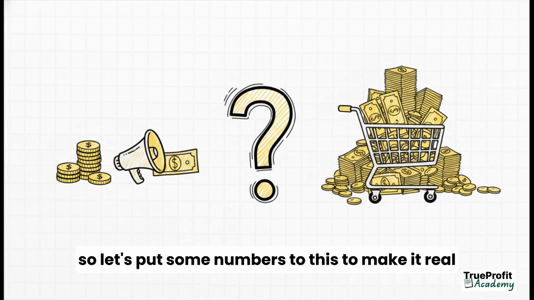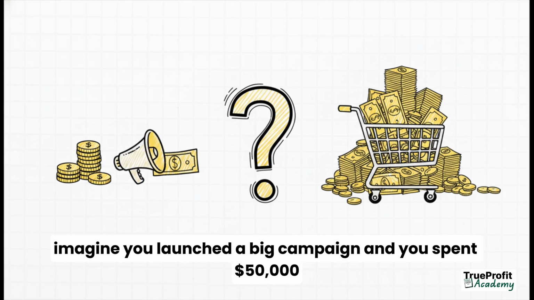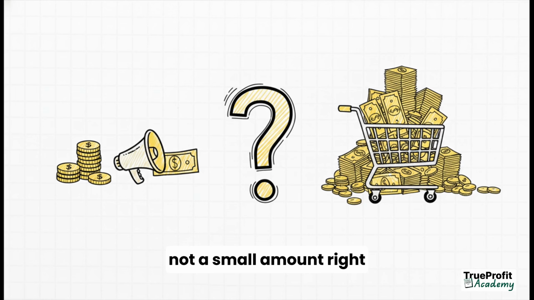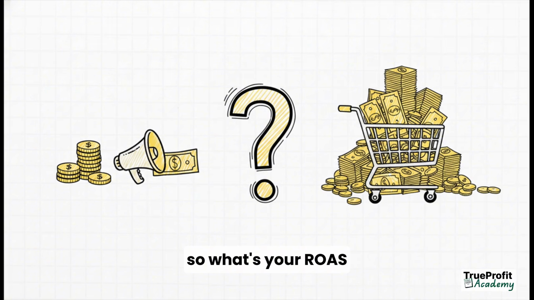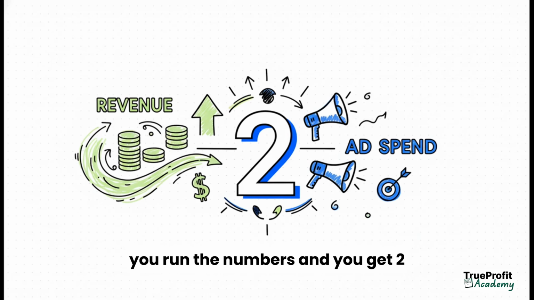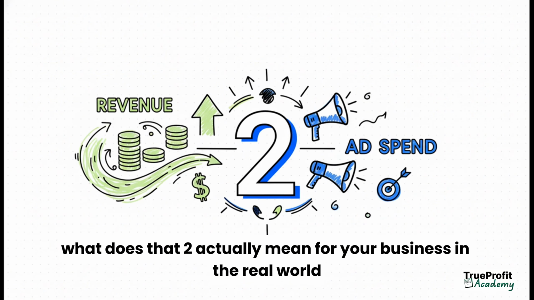So let's put some numbers to this to make it real. Imagine you launched a big campaign and you spent $50,000. Not a small amount, right? Well, at the end of the campaign, you check the books and see you brought in $100,000 in revenue. So what's your ROAS? You run the numbers and you get 2. A nice, clean, simple number. But okay, what does that 2 actually mean for your business in the real world?